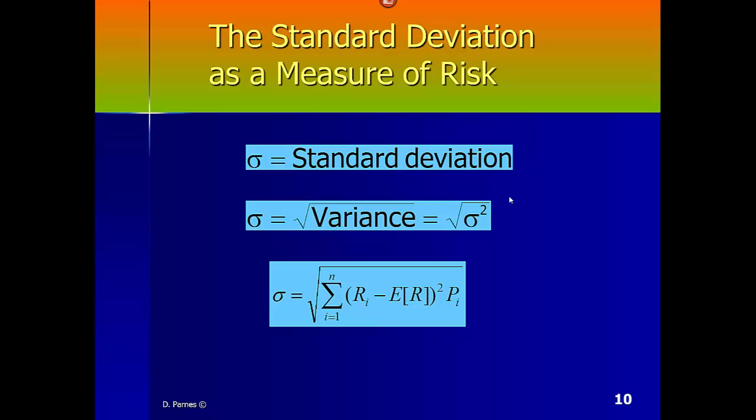Here are the textbook definitions of standard deviation and variance. I mentioned that before in the introductory lecture. We saw that standard deviation is the square root of variance, while the definition of variance is the sum of returns minus the expected returns, squared, times the probabilities. But for any purpose, I highly recommend you use my shortcuts.